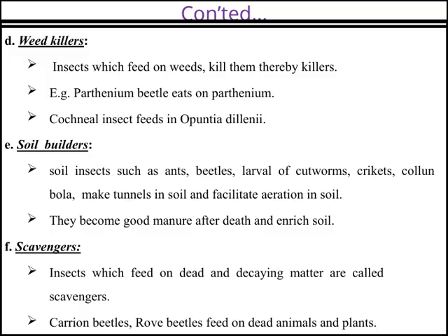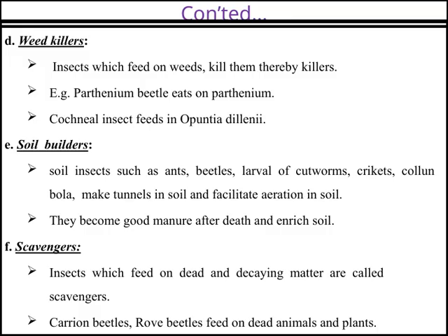Next, we have soil builders. These insects, like ants, beetles, and the larvae of cutworms and crickets, make tunnels in the soil. This tunneling activity is crucial because it aerates the soil, improving its structure and health. When these insects die, they decompose and become organic manure, further enriching the soil.